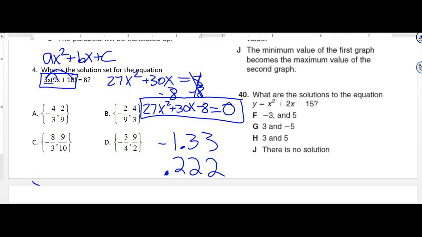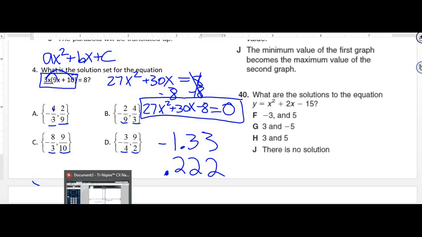These are decimal versions. The answer gives me fraction versions. I need to convert. It's very difficult to convert decimals into fractions, so I'm not going to worry about that. Instead, I'm going to convert these fractions into decimals. Starting with answer choice A, negative 4/3.